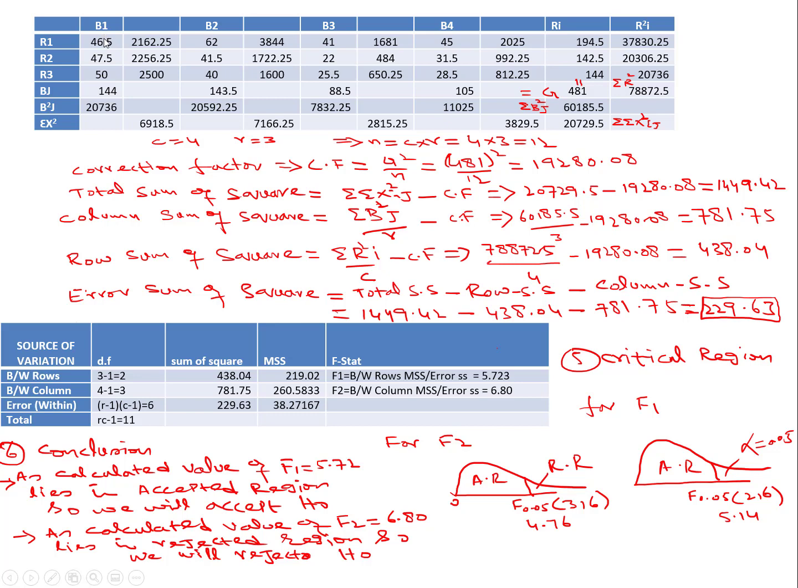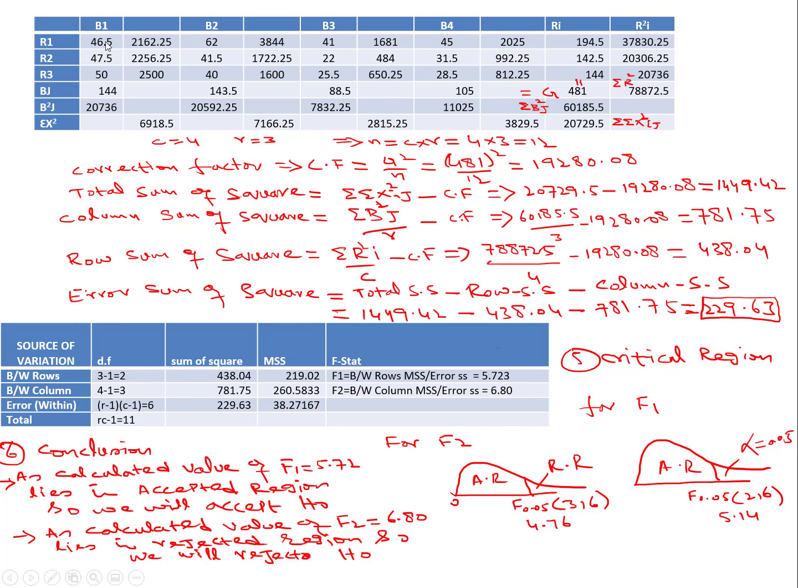So you know the sum, we call it bj, because the columns are representing breed, different types of breed. So add this one: this is b1, this is b2, this is b3, and this is b4. When you add all these, because in one-way ANOVA I call it tj, basically this is the sum of tj: 144 plus 143 plus 88.5 plus 105, it will be 481.